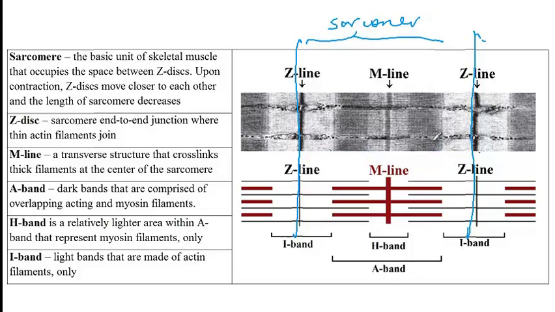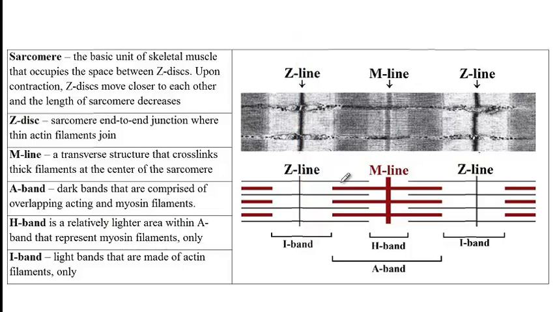So how does this happen? By having the actin and myosin sliding on top of each other. And I will show you the mechanism in a little bit, but first I would like to discuss the structure of the sarcomere in a little more detail, because you're expected to know these names.